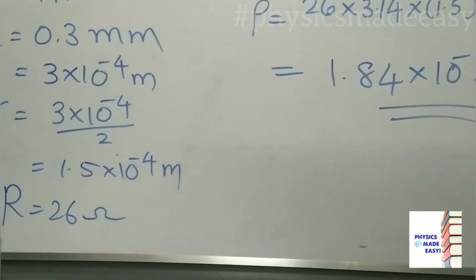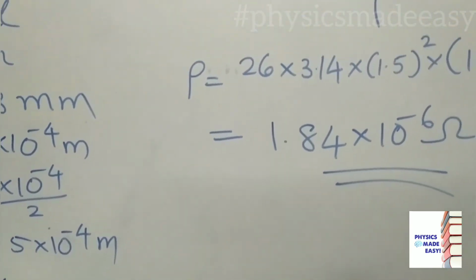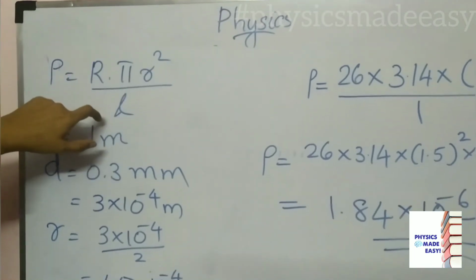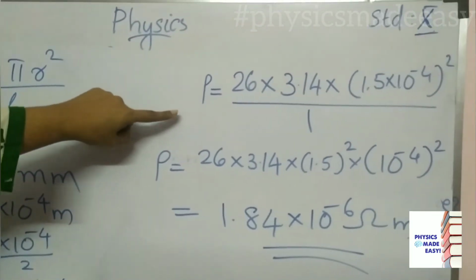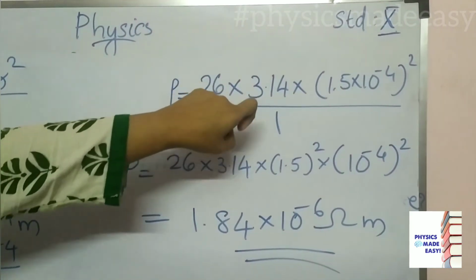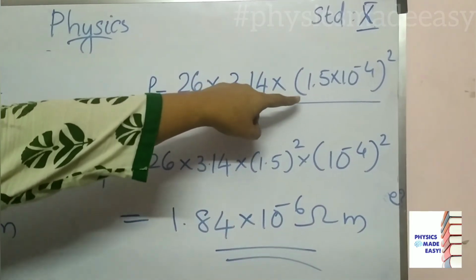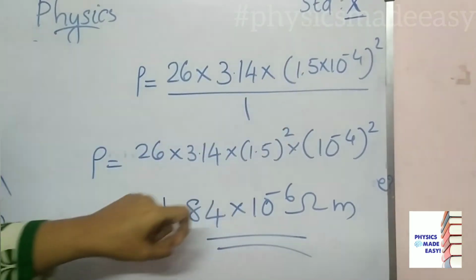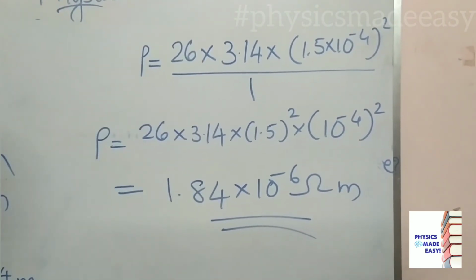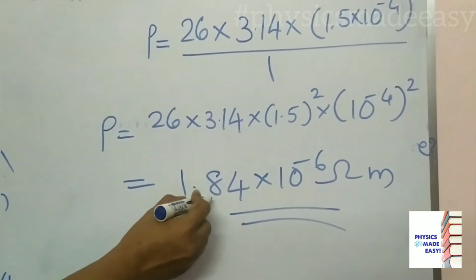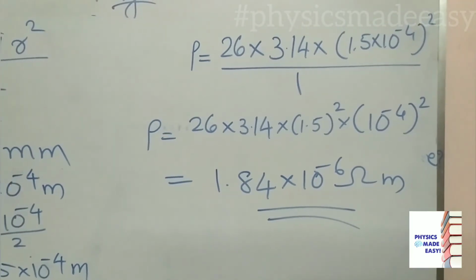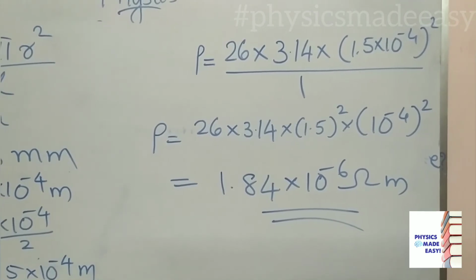Resistance also given there, R is equal to 26 ohm. Now you have this equation, rho is equal to R into pi R square divided by L. Now you can substitute the values, then rho is equal to 26 into pi 3.14 into 1.5 into 10 raised to minus 4 the whole square divided by 1. Then after doing this, you will get this as 1.84 into 10 raised to minus 6 ohm meter. This is the resistivity of manganese.